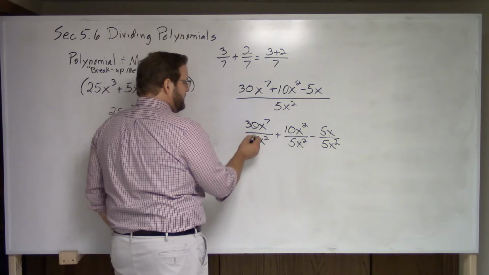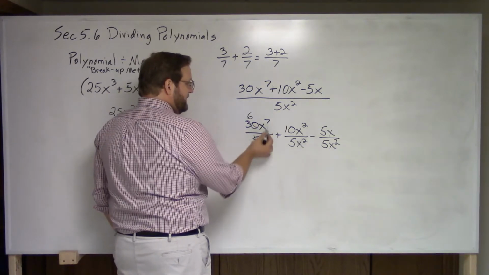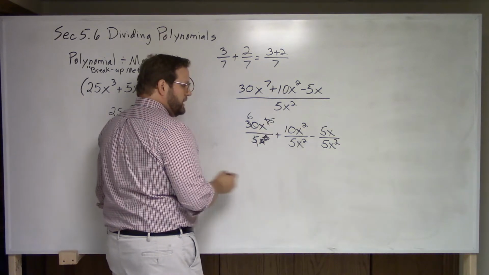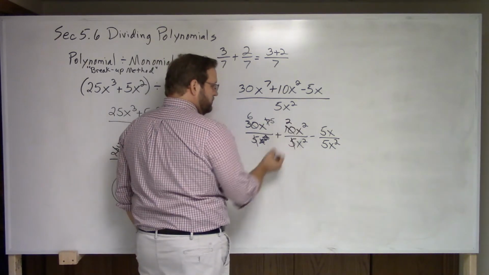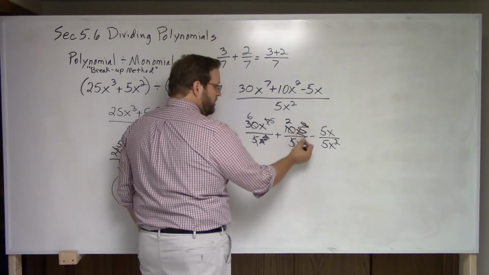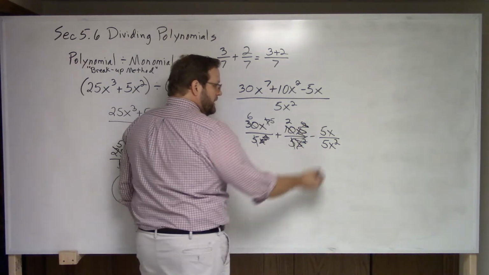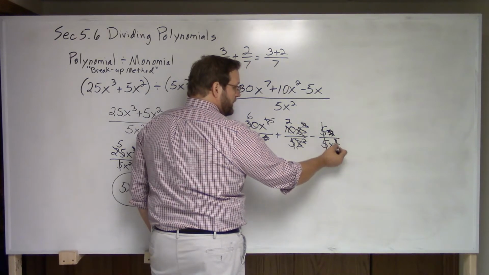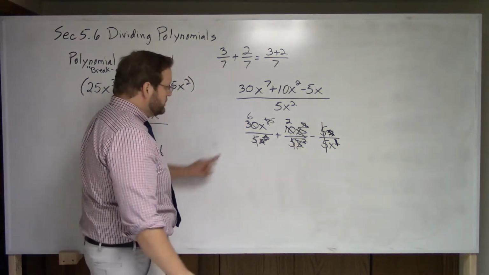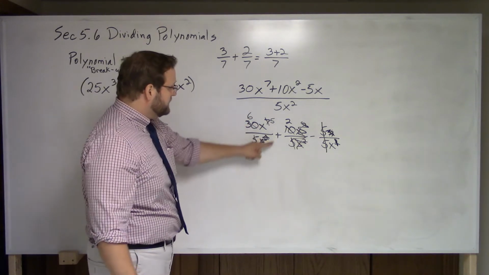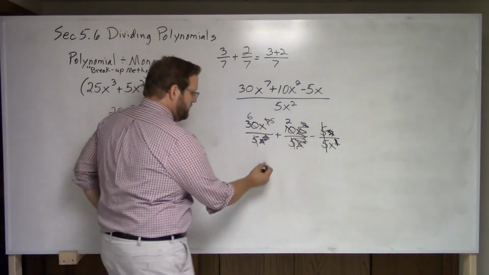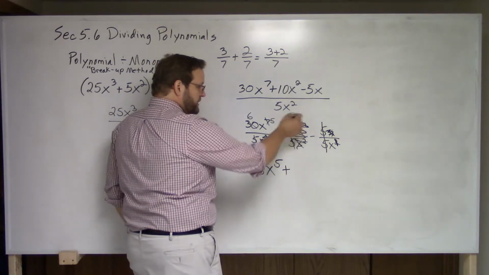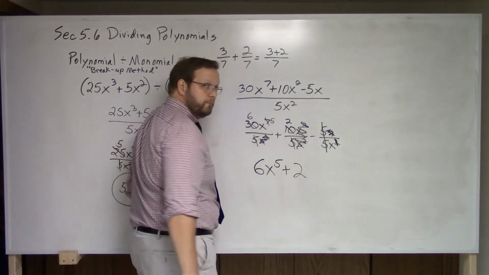So 30 divided by 5 is 6. 7 versus 2, 2 will lose, 5 will be left. 10 divided by 5 is 2. x squared and x squared, all of that goes away. The 5's here cancel, but be careful: 1x loses, 1x is left. So for this term, all we have left is that 6x to the 5th. For this term, all we have left is a nice clean 2.